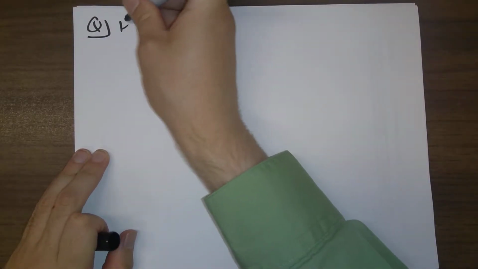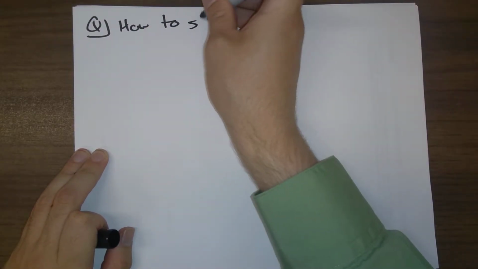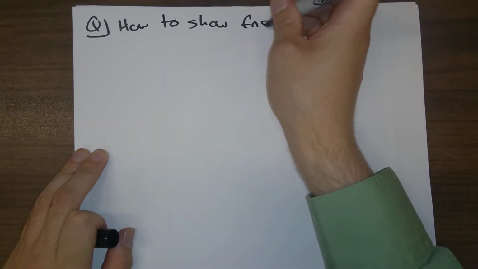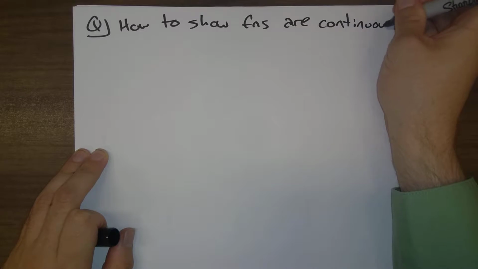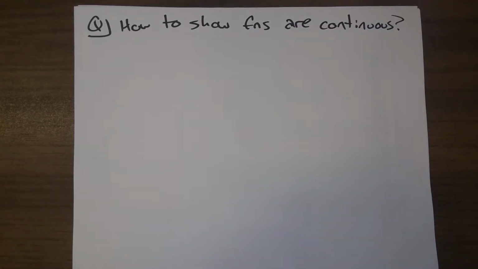And so the question is how to show functions are continuous. And we want to do this as easily as possible. So we had a definition. Go back to the definition in the first video: the limit as x goes to c of f of x has to exist, the f of c has to exist, and those two have to be equal.